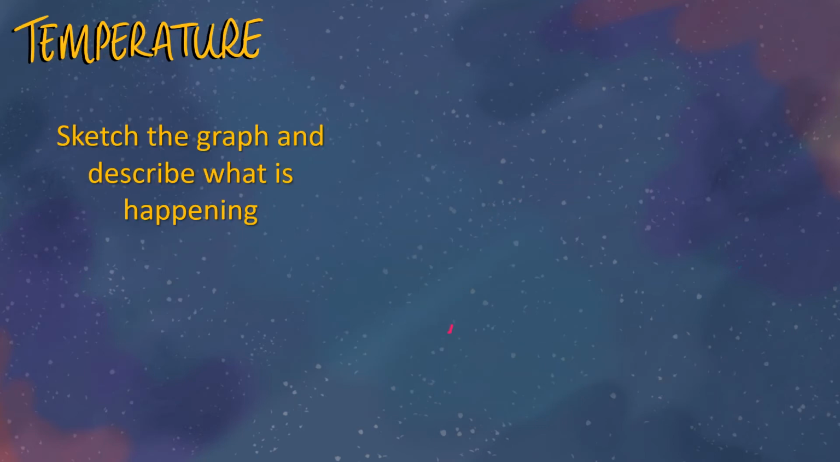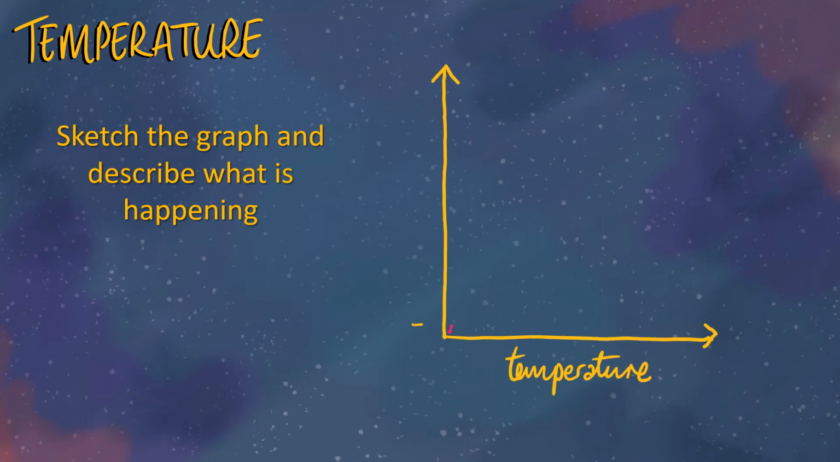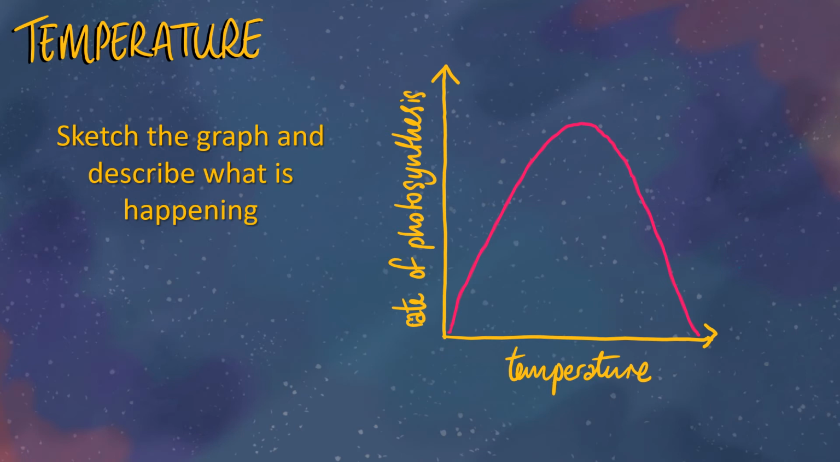And the very last one, we have temperature. So again, we are going to draw our graph. On the bottom, we are going to have temperature, and up the side, we are going to have rate of photosynthesis. But this graph is different. It's going to look like that, and I will explain why. So first of all, I want you to get the graph down.